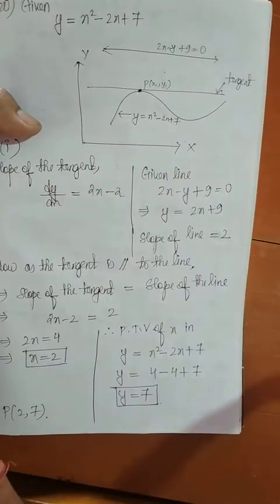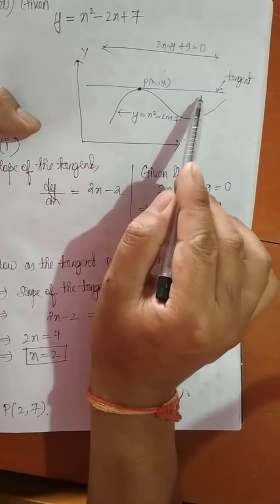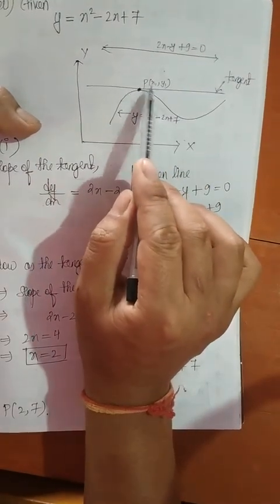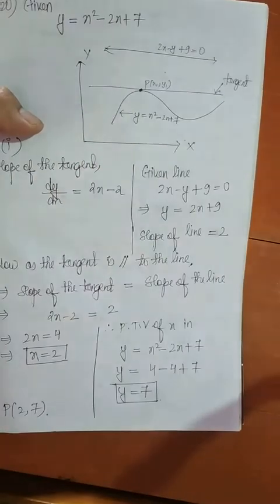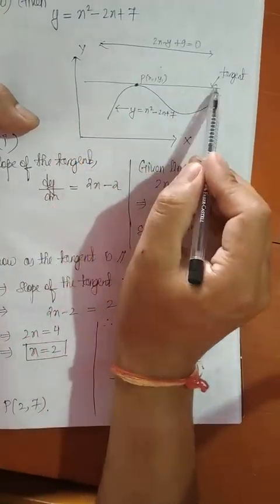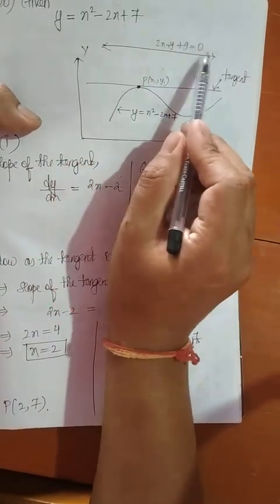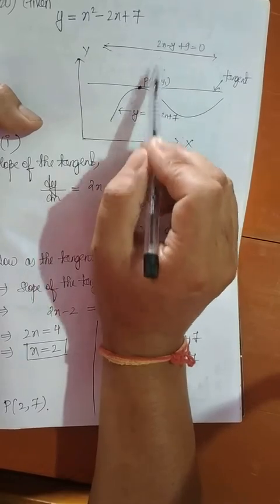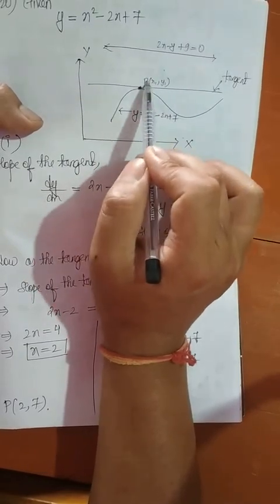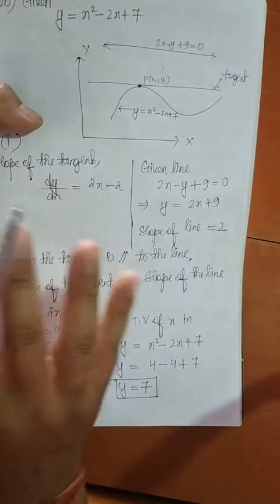Another thing given to us is I need to find the equation of a tangent where this tangent is parallel with the straight line 2x minus y plus 9 equals to 0. I hope you're clear now. This is the tangent which is parallel with this line, and we know that if two lines are parallel to each other, slope of these two lines are equal. So slope of tangent and slope of this line will be equal.